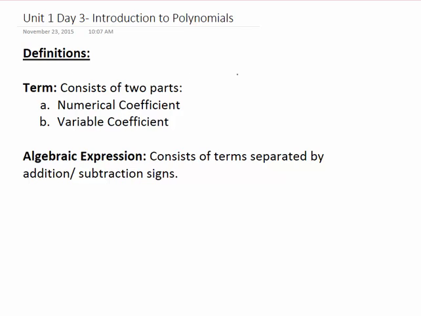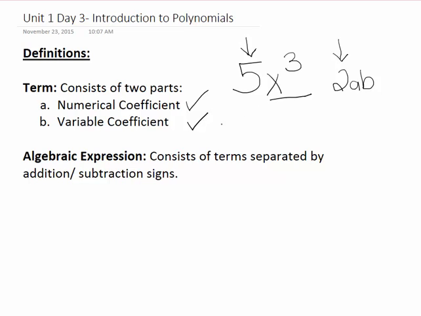If we have a term 5x cubed, our 5 is our numerical coefficient, and our x cubed is our variable coefficient. Another example would be 2ab, our 2 being our numerical coefficient, and our ab being our variable coefficient.